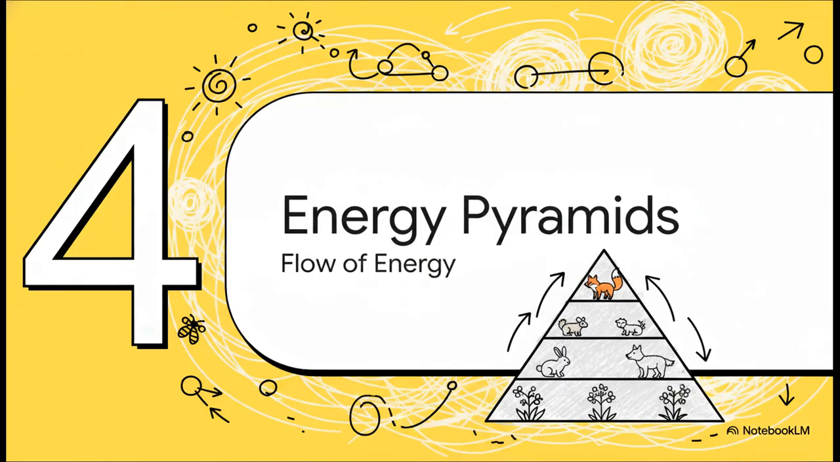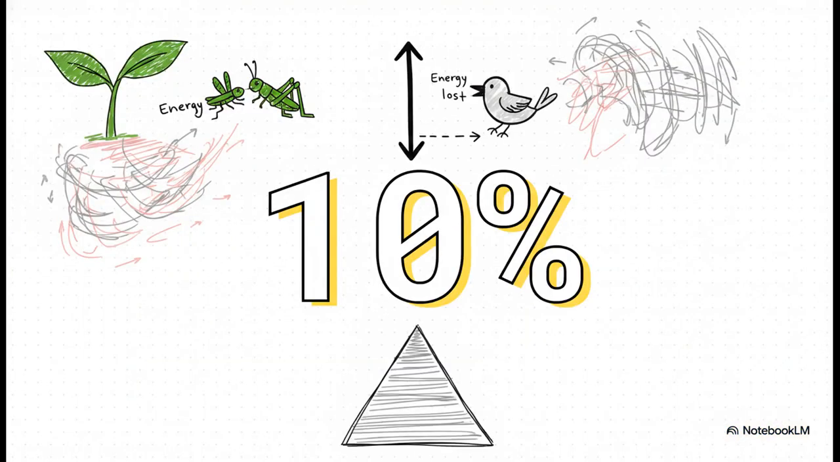Let's zoom out to the macro level for Section 4, Energy Pyramids and Ecosystems. When energy moves up a food chain, say a bird swoops down and eats a grasshopper, we see a massive drop-off. We call this the 10% rule. Only about 10% of the energy actually transfers up to the next trophic level. The vast majority of it, well, it's either used up by the organism just trying to live its life, or it simply radiates out into the environment as heat.